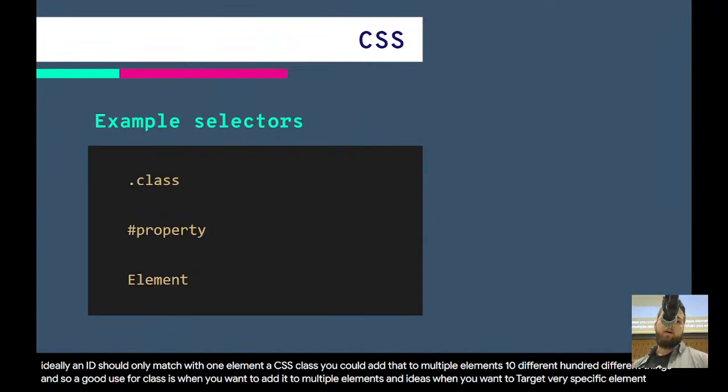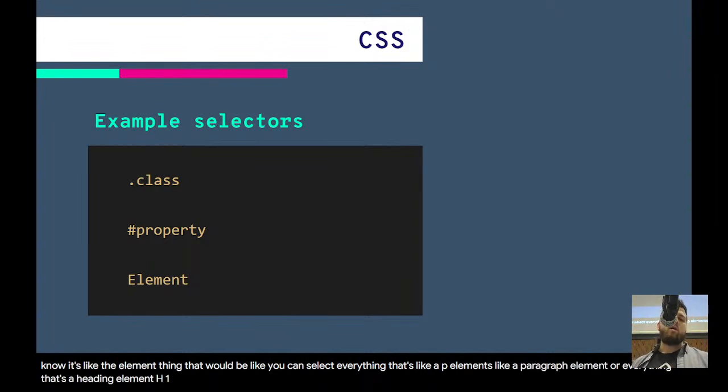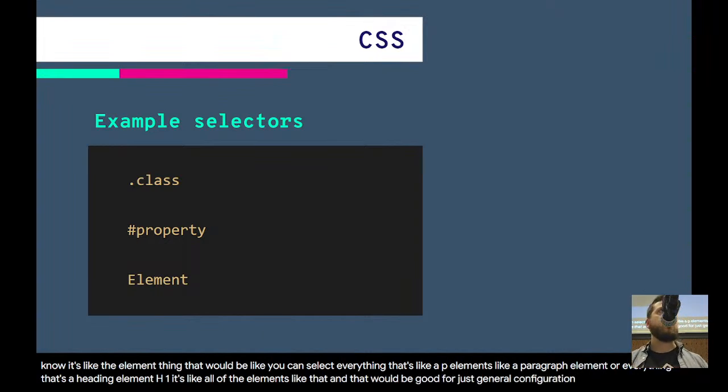And then finally, if you notice the element one, that would be like you could select everything that's a P element, like a paragraph element, or everything that's a heading element, like H1. You could select all of the elements like that. And that would be good for just general configuration of how your web page appears.